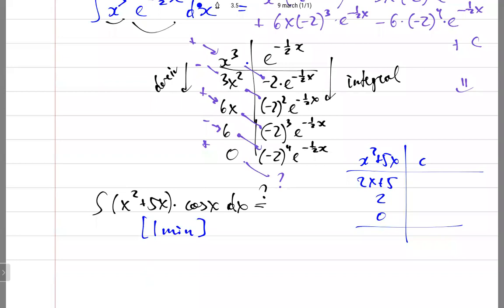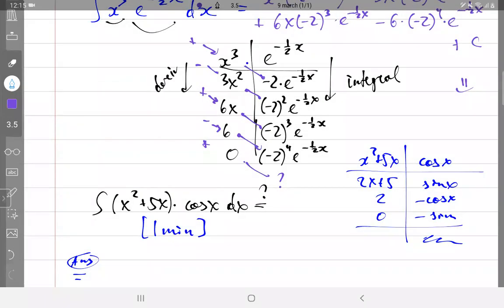Integrals: we start with cosine, then sine, minus cosine. Integral of cosine is sine, yeah, then minus cosine, and minus sine. Minus sine. And that we do not need anymore. Okay, and then we write the answer. And then just the answer.